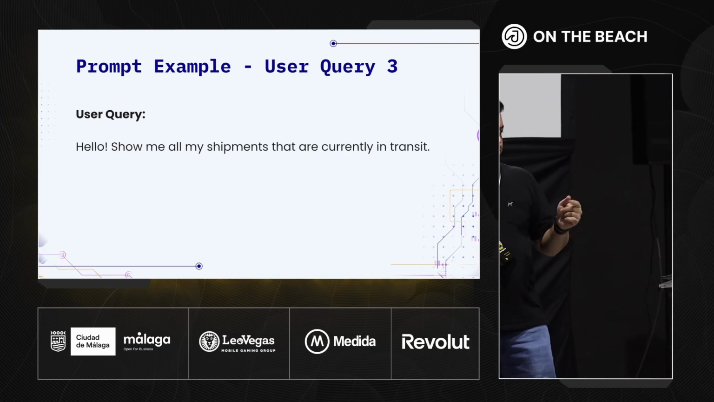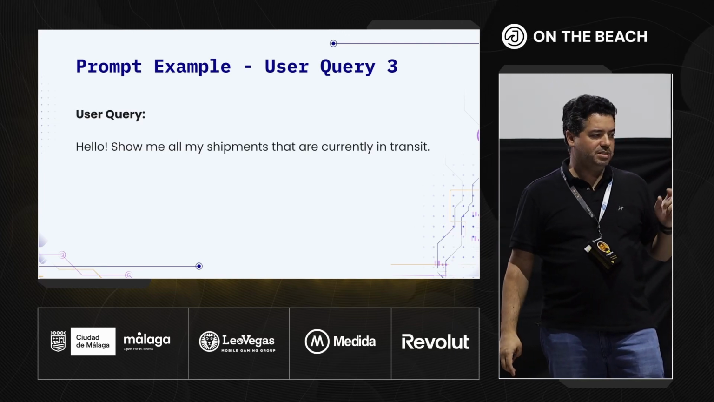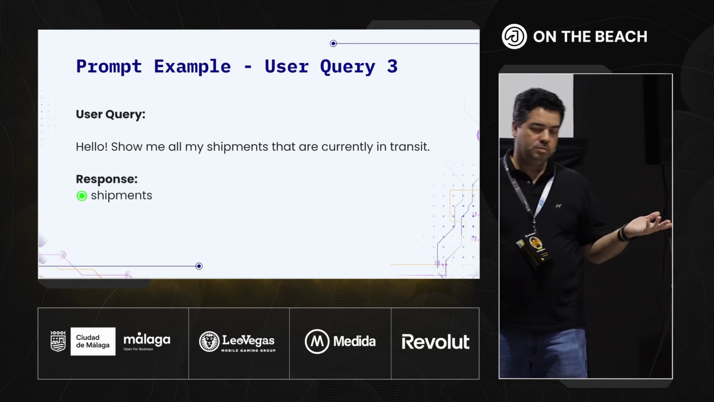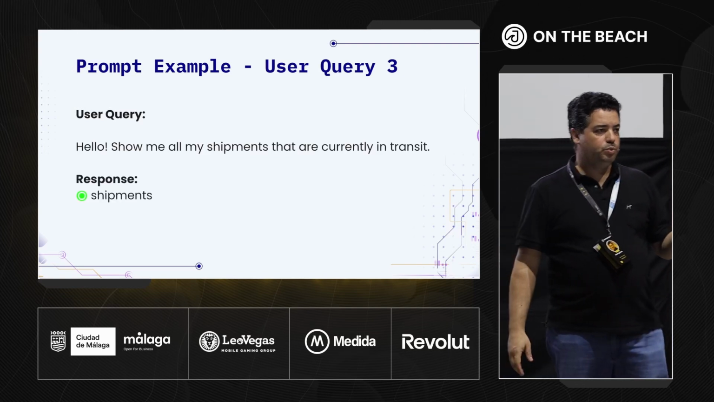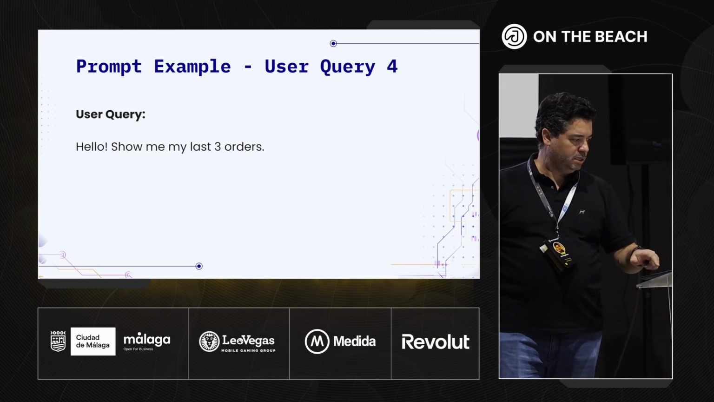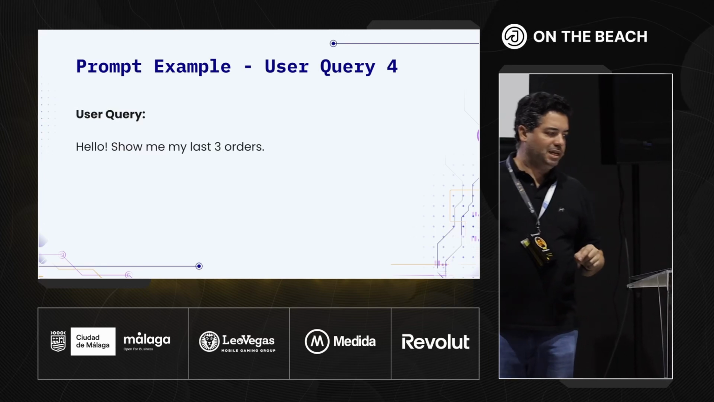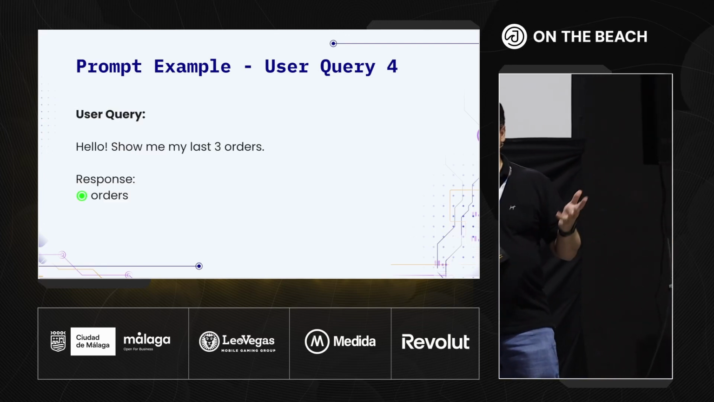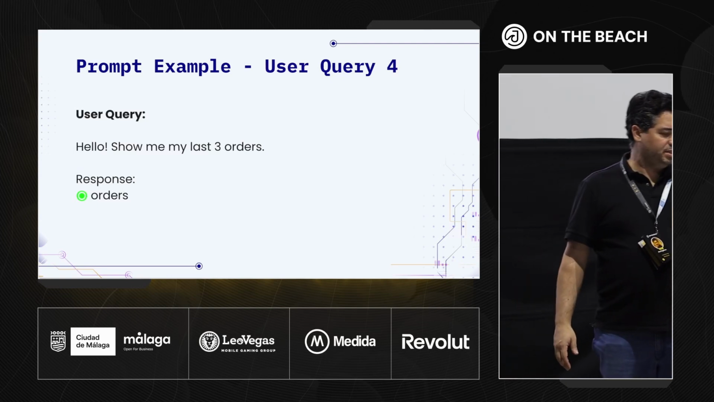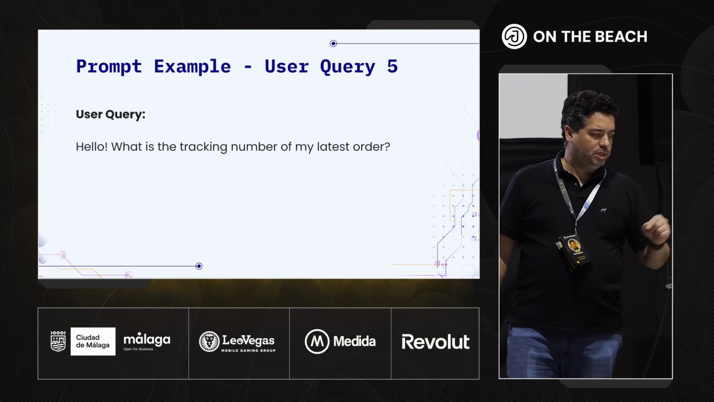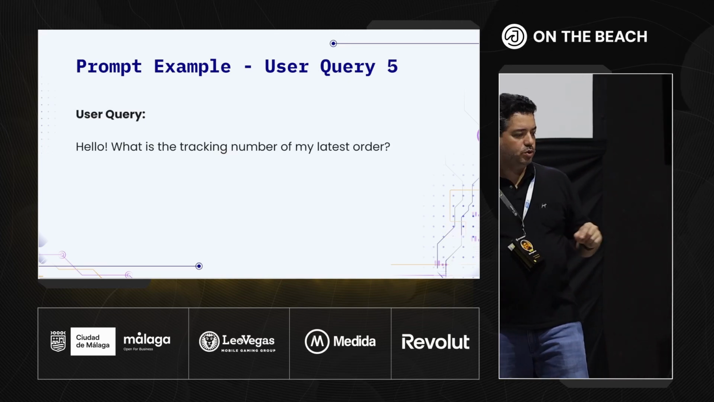The next example, show me all my shipments that are currently in transit. And that was another easy one. It has "shipments" in the query. It got the answer right. And show me my last 3 orders. Same thing, I'm talking about orders. It's classified as orders. And what is the tracking number of my latest order?